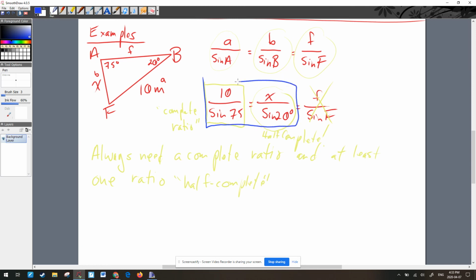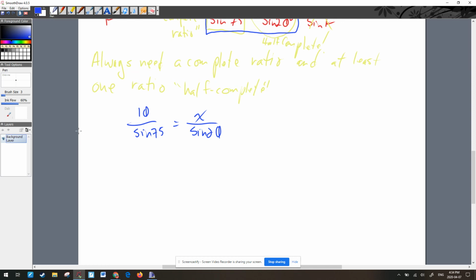So we're going to take our complete ratio and our half complete ratio. I'm going to take those two things right there, and I'm going to say, all right, so I've got 10 over the sine of 75 is equal to x over the sine of 20. So I'm going to take those and pull those out. Had it been this one and this one, I'd have taken those similarly and put them side by side. So here we go. We have our complete ratio, our half complete ratio. I know that when I'm done, down here somewhere, I'm going to want something that just says x equals, right? I want to get the x all by itself.